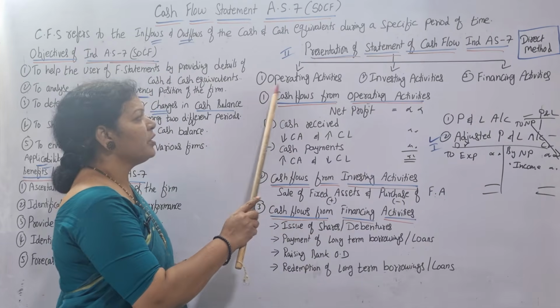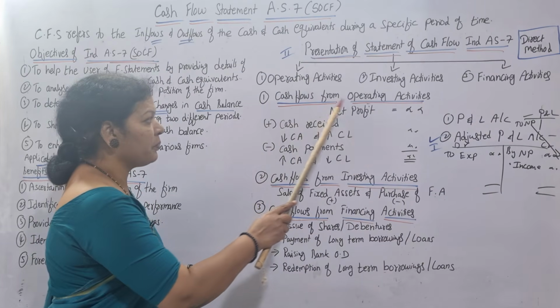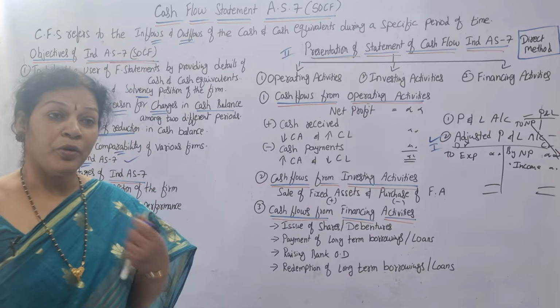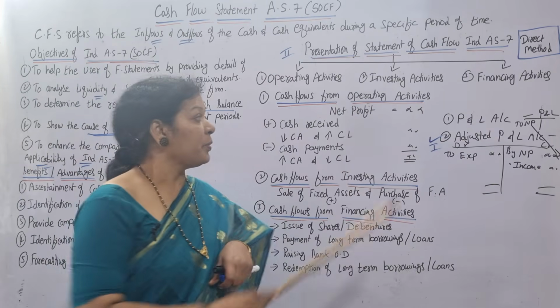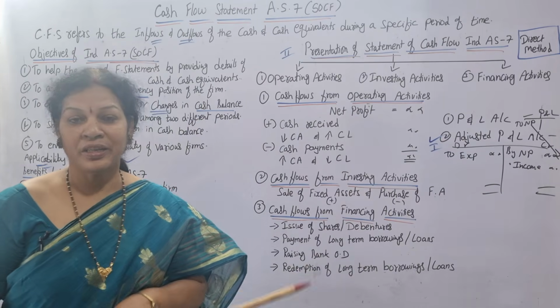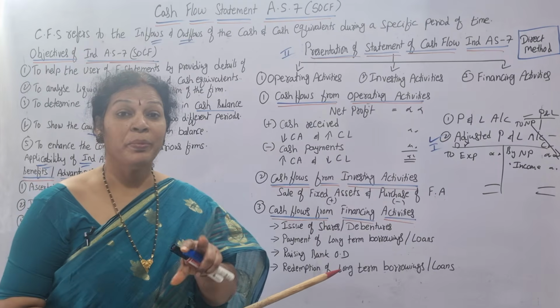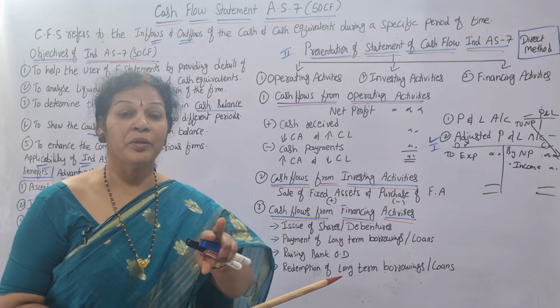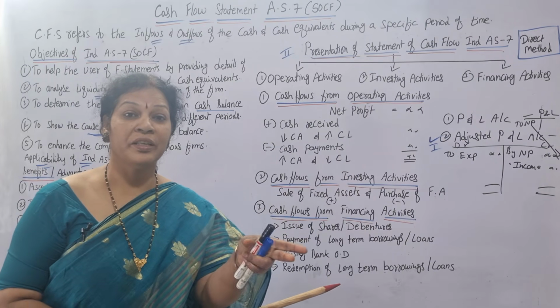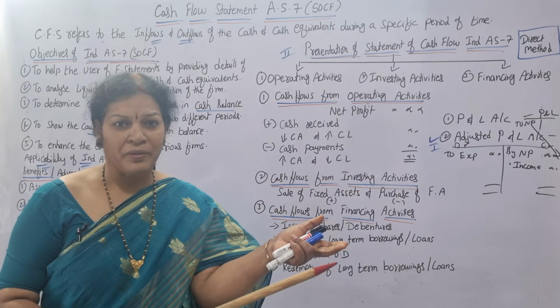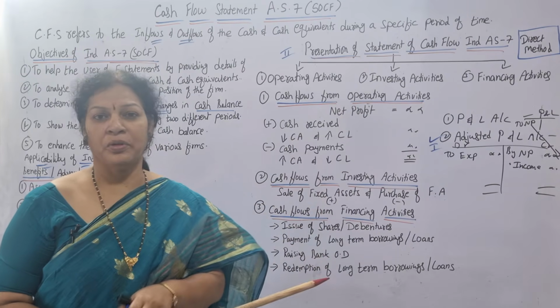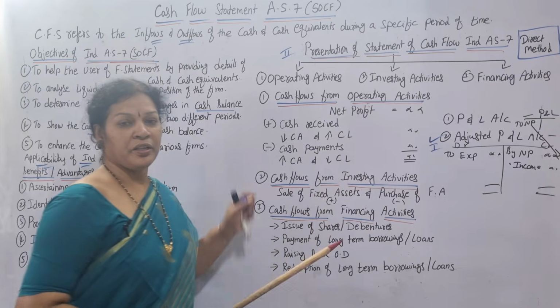First item, operating activities, means cash flow from operating activities. What do we write in the operating activities? It talks about the current assets and current liabilities: operating expenses, operating income, regular transactions. Those transactions only we are taking in the operating activities.